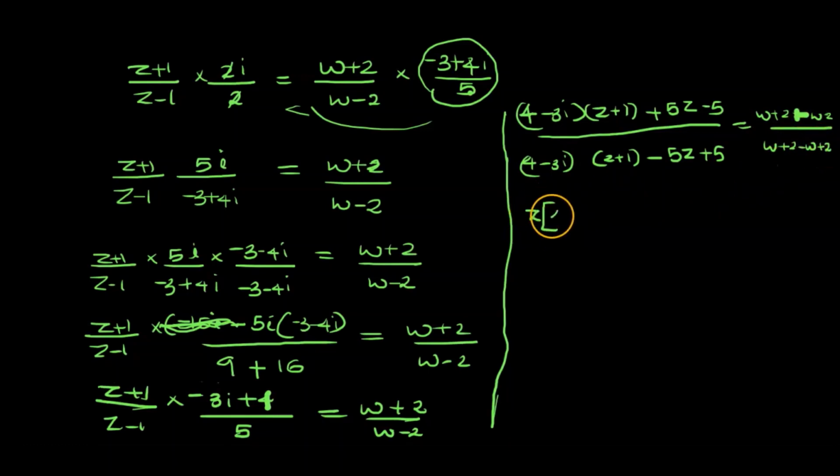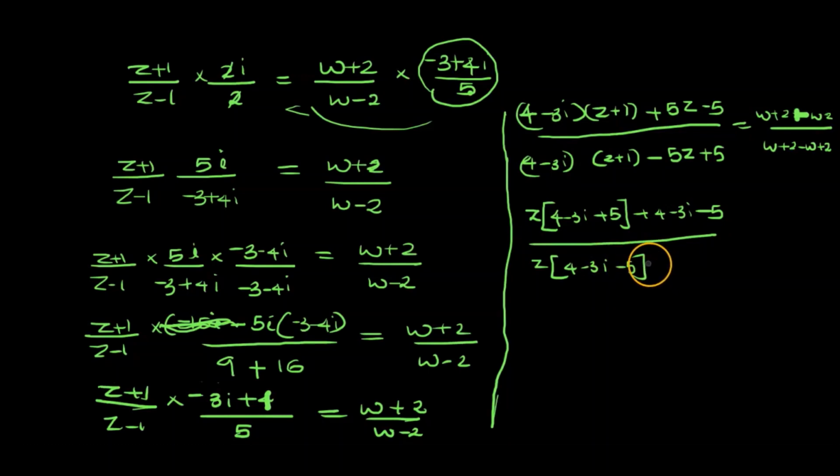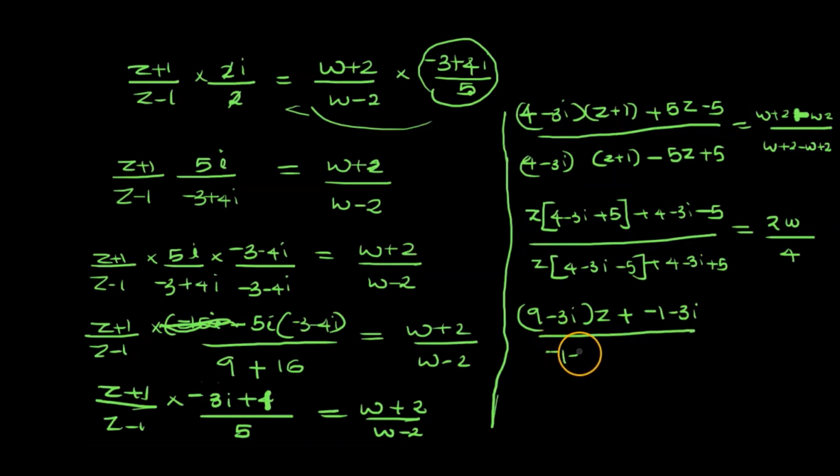Now take z outside. 4 minus 3i, there is a 5z, so plus 5. What remaining? (4 minus 3i plus 5) z plus (4 minus 3i minus 5), divided by (4 minus 3i minus 5) z plus (4 minus 3i plus 5), equal to w plus w is 2w, 2 minus 2 cancel, divided by w minus w cancel, 2 plus 2, 4. So what is this? (9 minus 3i) z plus (minus 1 minus 3i) divided by (minus 1 minus 3i) z plus (9 minus 3i) equal to w by 2.